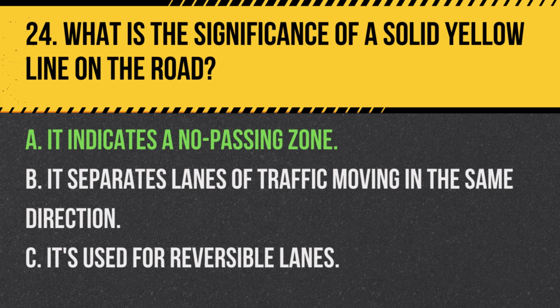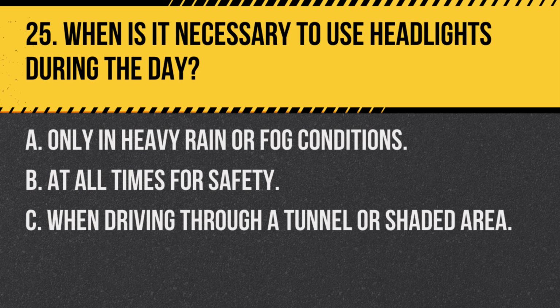Answer: A. It indicates a no passing zone. A solid yellow line means passing is not allowed. Question 25. When is it necessary to use headlights during the day?